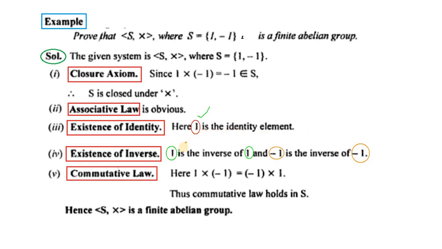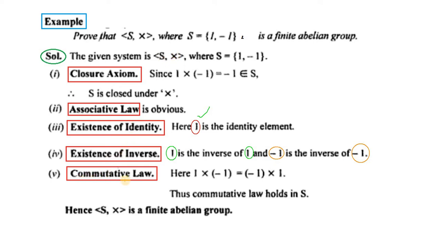We get 1. It means that the multiplicative inverse of 1 is 1. Similarly, the multiplicative inverse of -1 is -1 because their product gives us the identity 1. From these four properties, we say that S together with multiplication is a group.